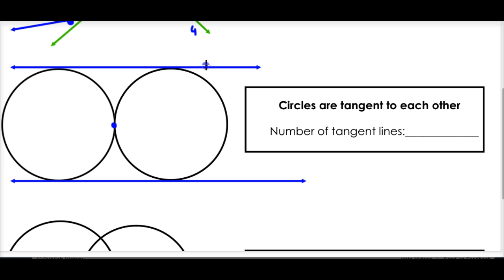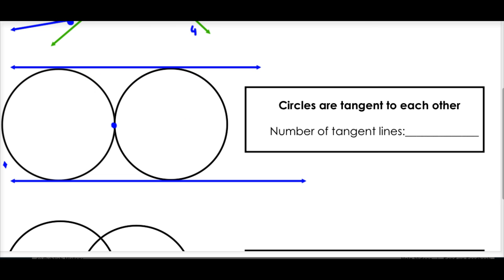Would it be like this? No, because that's not tangent. It touches the circle at more than 1 point. Touch it to here, here, here, and here. So that's not a tangent line. Could I go like this? No, not tangent again. Where would be that missing one?